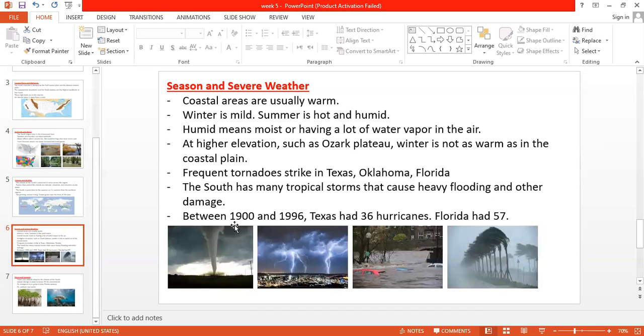Okay. So if we check the period between 1900 and 1996, Texas had around 36 tornadoes and Florida had 57. You imagine the number? It's a big number, by the way.